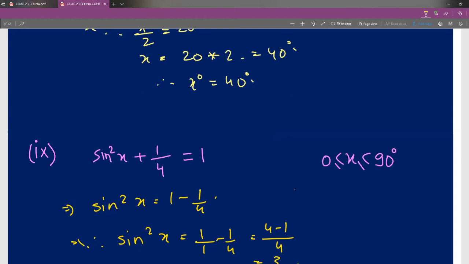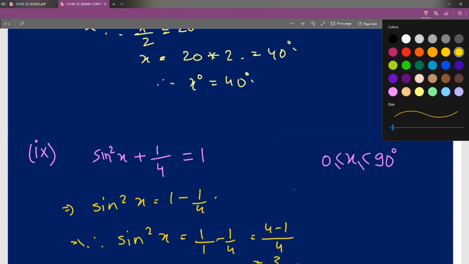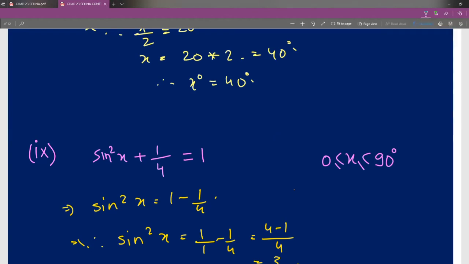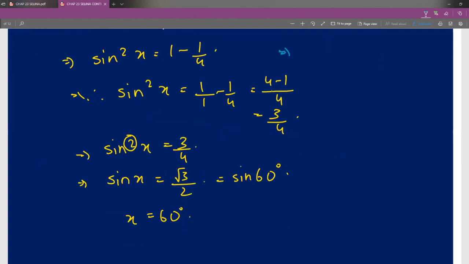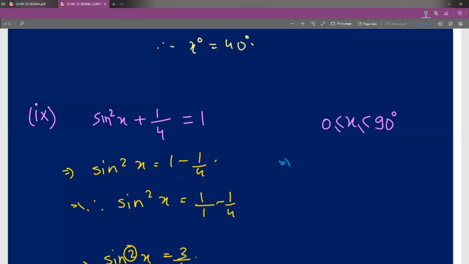Now another way of looking at this is, whatever value is there in this equation, I'll substitute it, so I'll just make some space. Now I would advise you to note all this down. So over here what I'll do is, where there's x, I'll substitute that value with 60 degree. Sine square x, instead of x I'll write 60 degree plus 1 upon 4 is equal to 1.